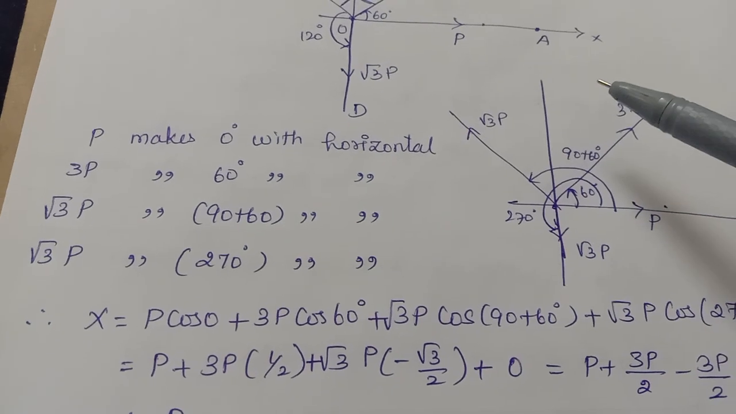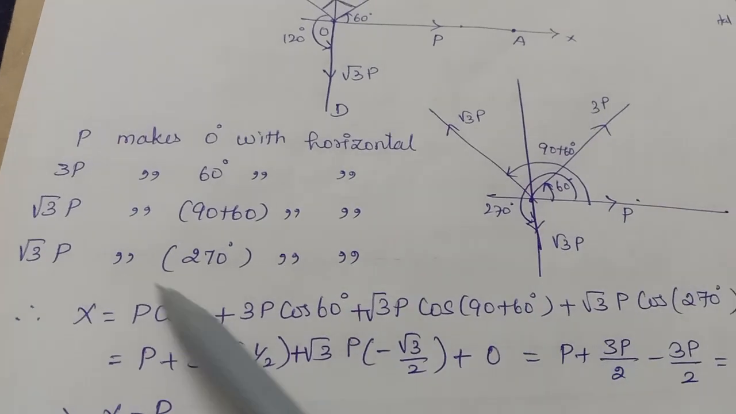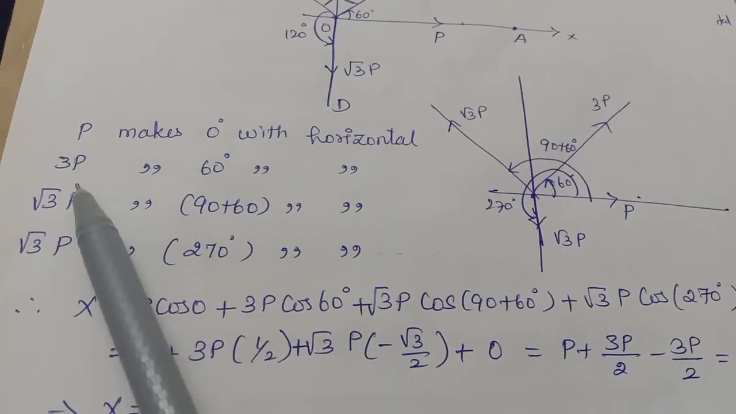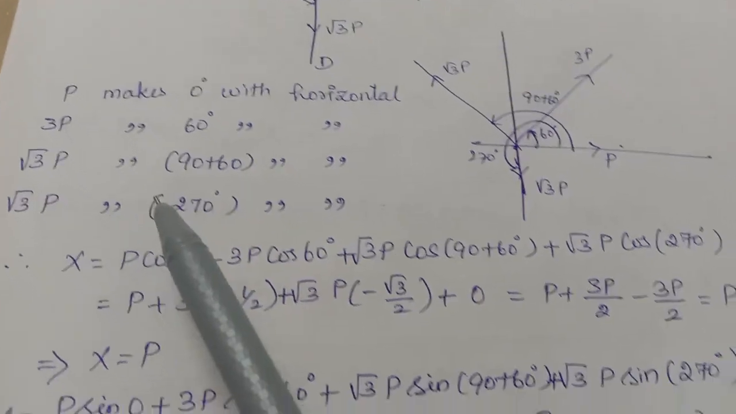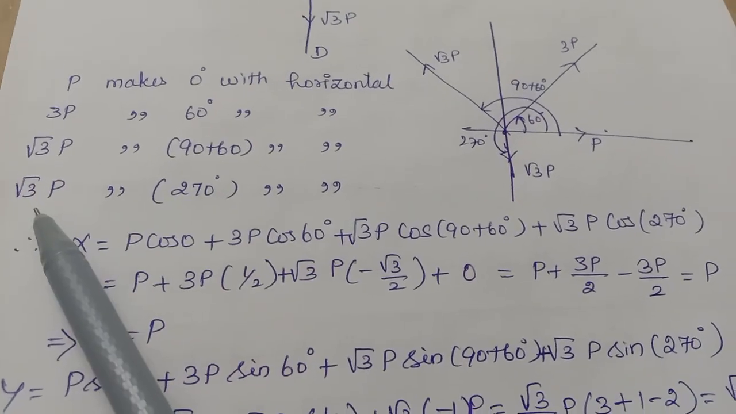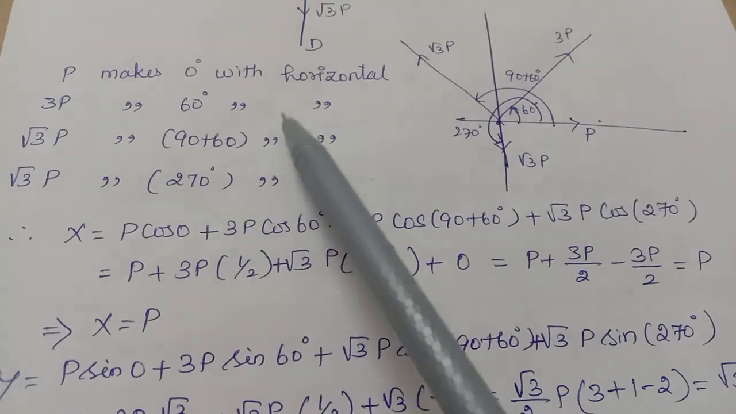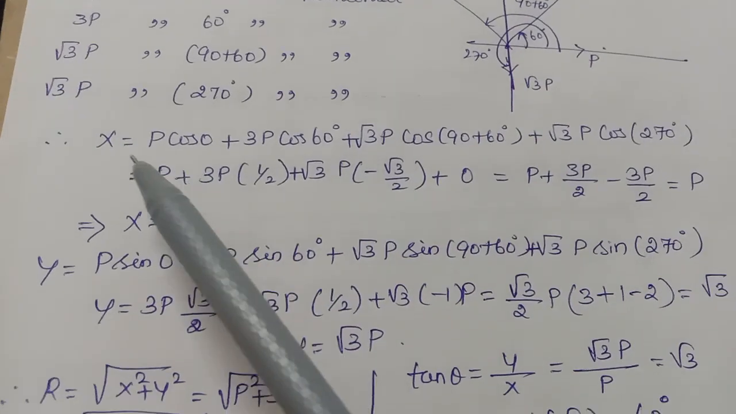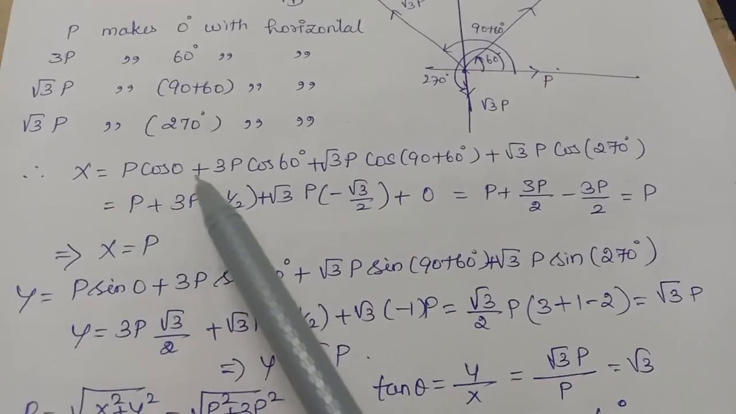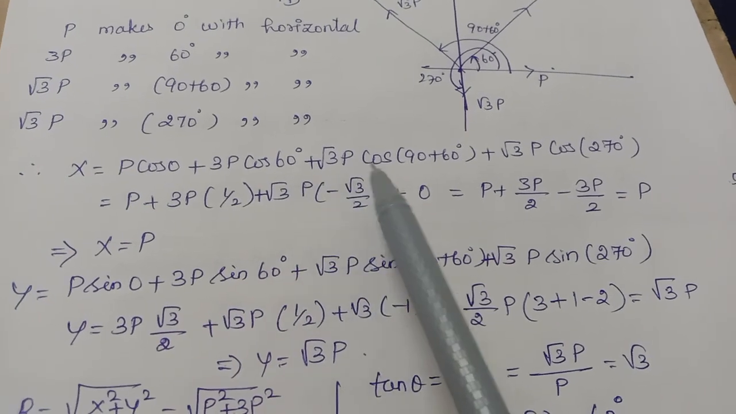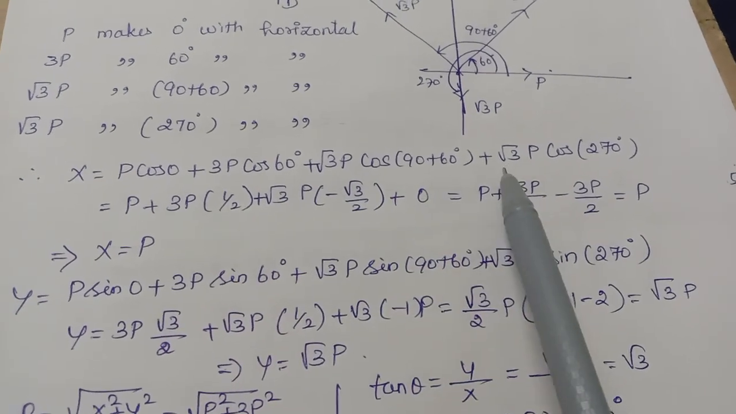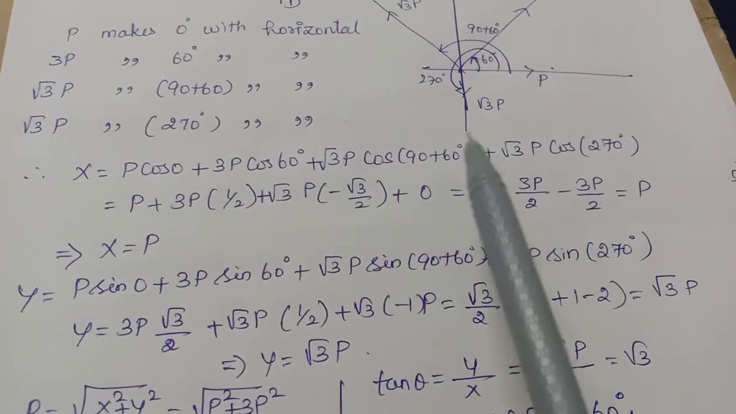The angle made by the forces with the horizontal line. So I have written here, P is making 0 degree, 3P is making 60, root 3P is making 90 plus 60, and root 3P is again making 270. So let me write the horizontal and vertical components. X equal to P cos 0 plus 3P cos 60 plus root 3P cos of 90 plus 60 plus root 3P cos 270. Okay, right?